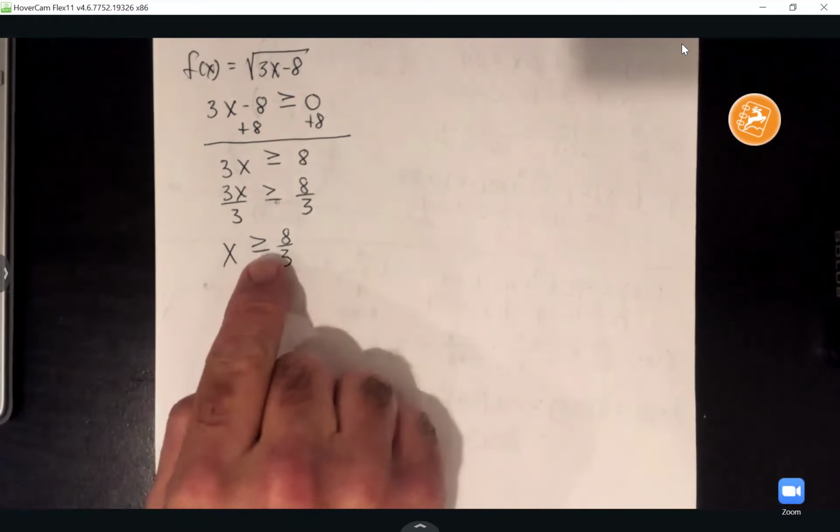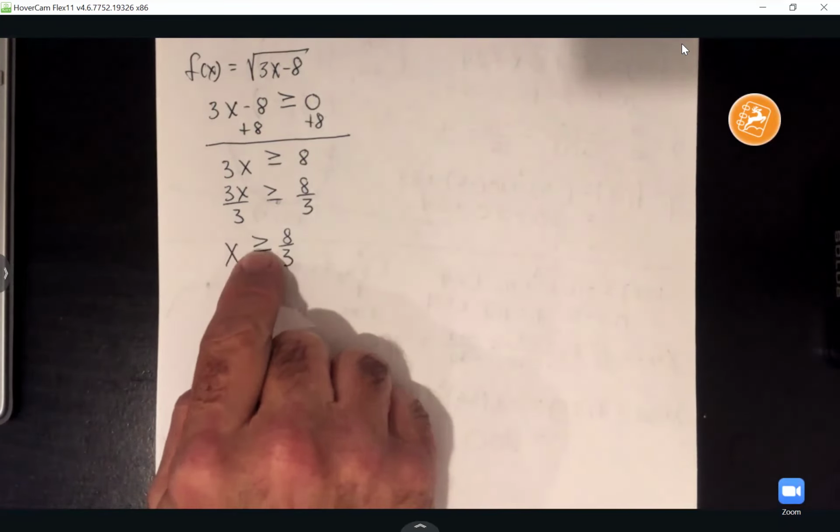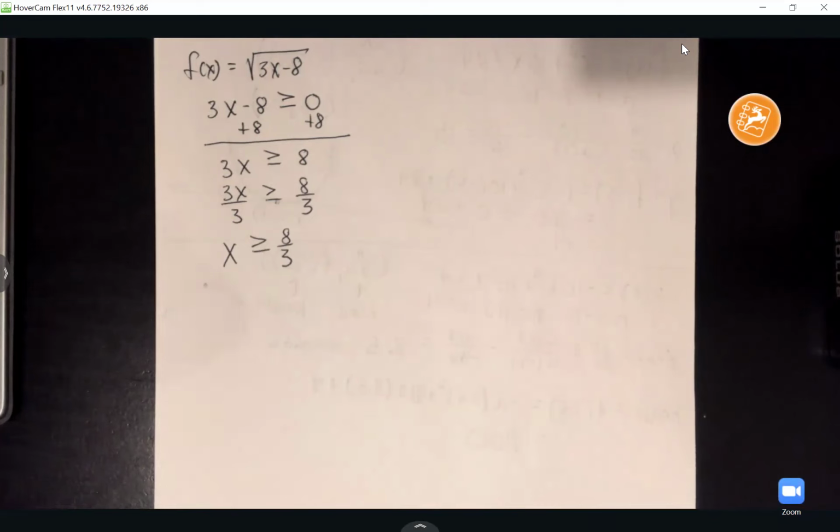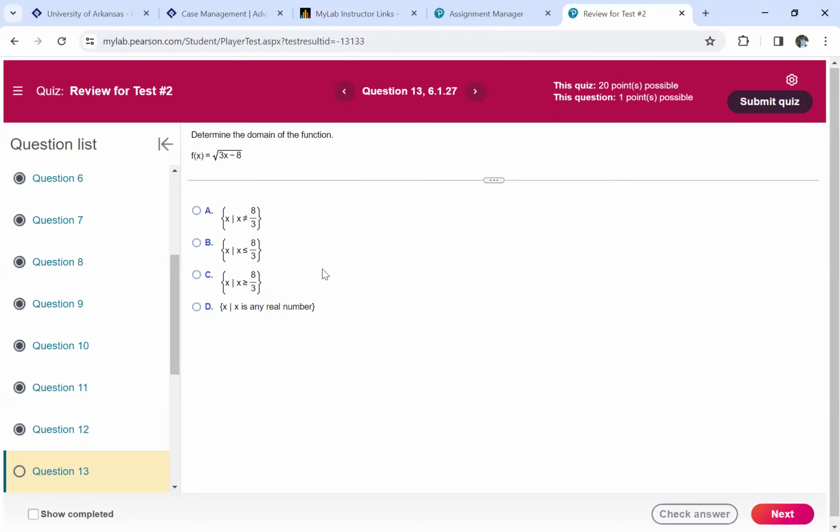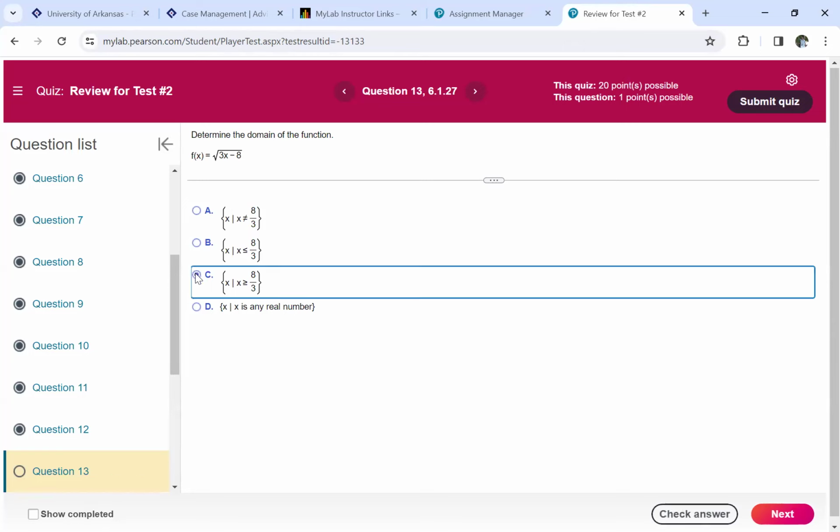Now, they give me answers to choose from on this. Make sure we get the one that has the greater than or equal on it, okay? So we would go to Math Lab. And notice they got not equals, wrong. They got less than or equals. That one's wrong. I'm going to go with C, greater than or equal to 8/3.